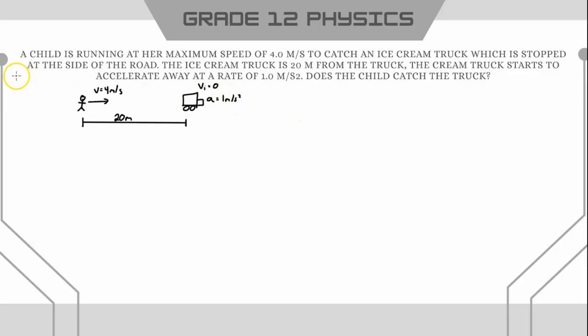These are all positive directions because these are all vectors, but let's make sure we write our coordinate system just so that we're sure of it. They're all positive. Does the child catch the truck? And if not, then how close to the truck does the child get? So to figure this out, you can do this algebraically or you can do it graphically.